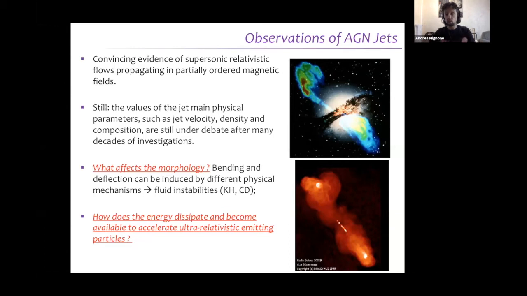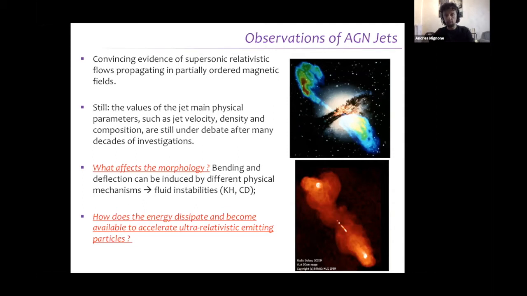There are several questions concerning these objects, and numerical simulations have helped us in the last decades to answer at least some of them. For example, what affects the morphology? Why are these jets bending, and why do we see them deflecting away from the main propagation axis? This is believed to be caused by fluid instabilities, and I will talk about this in a little bit.